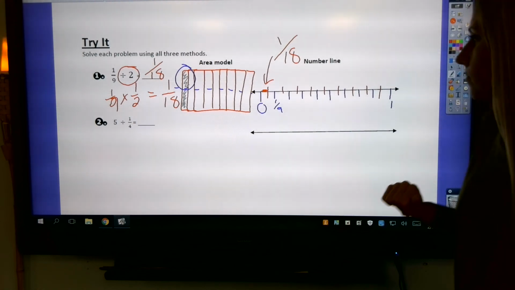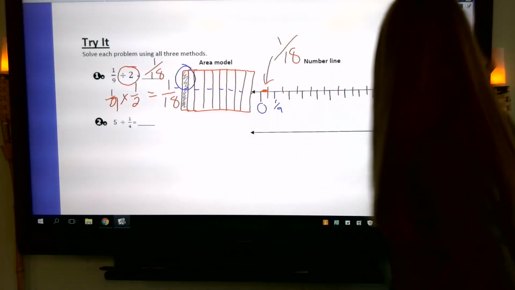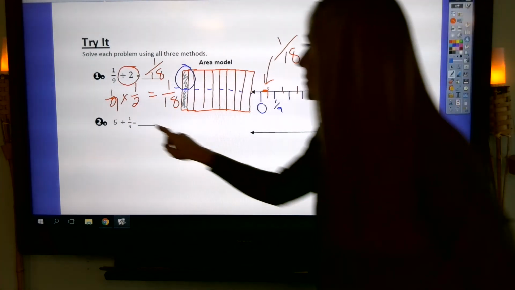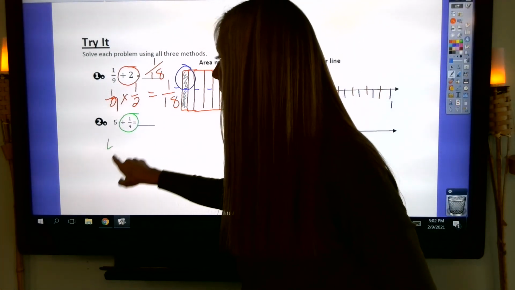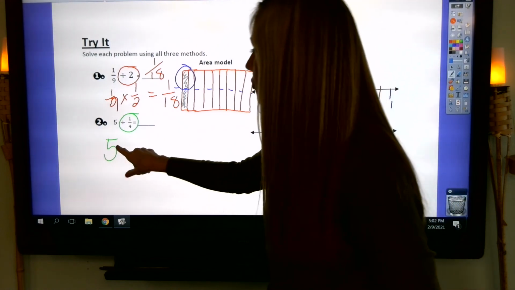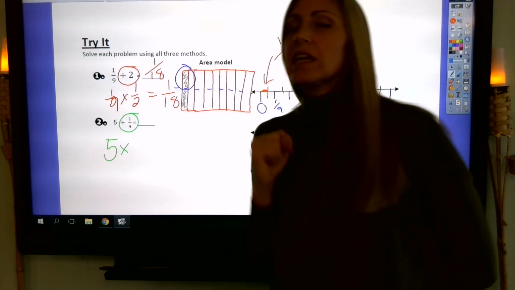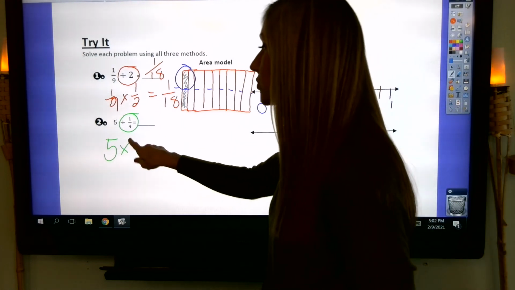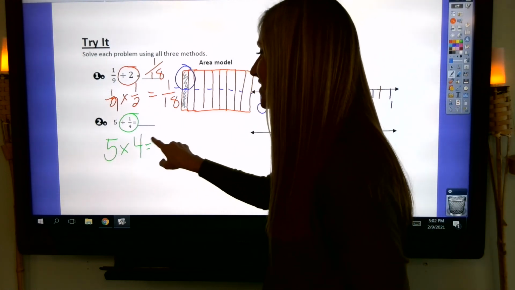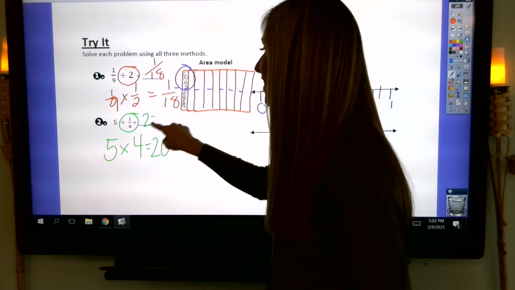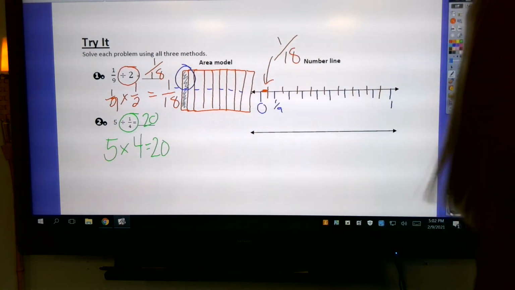All right, so let's talk about the inverse here. Let's see how you did. Did you keep a 5? Did you multiply? Because that's the inverse of division. It's the inverse of 1/4. You should have said 4. That's a nice easy 20 then. Our answer is 20. Let's see how we can show that with an area model.